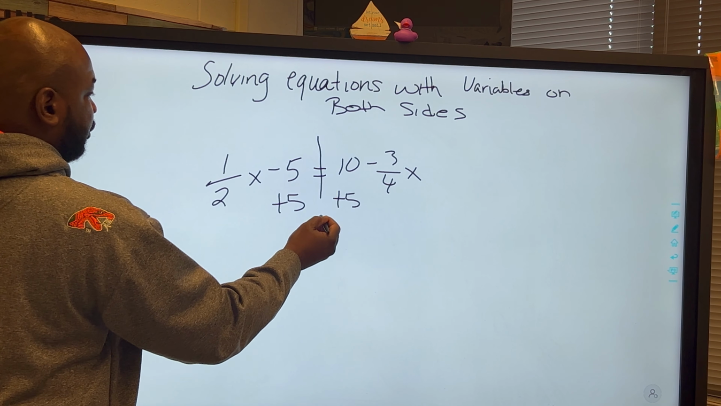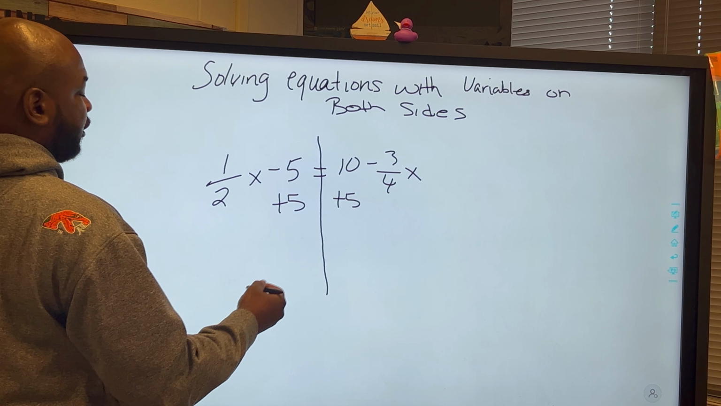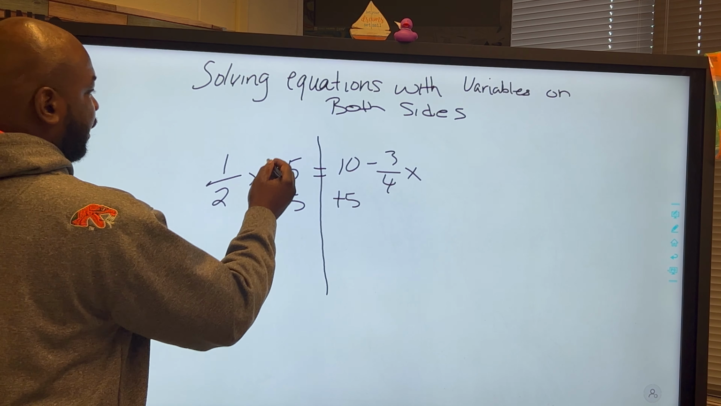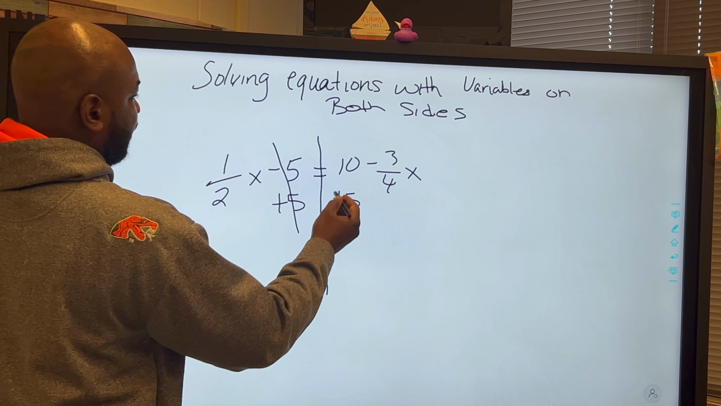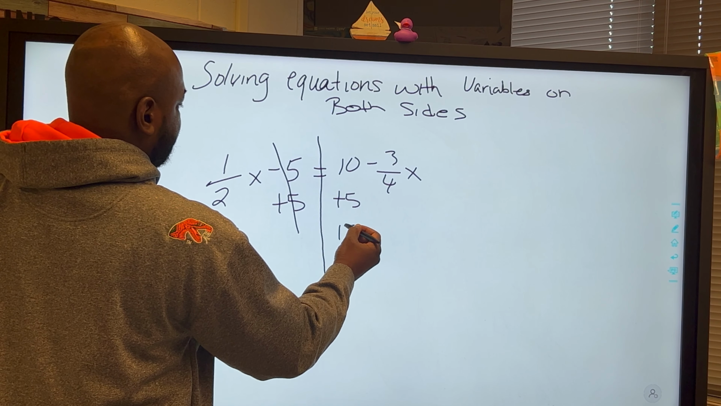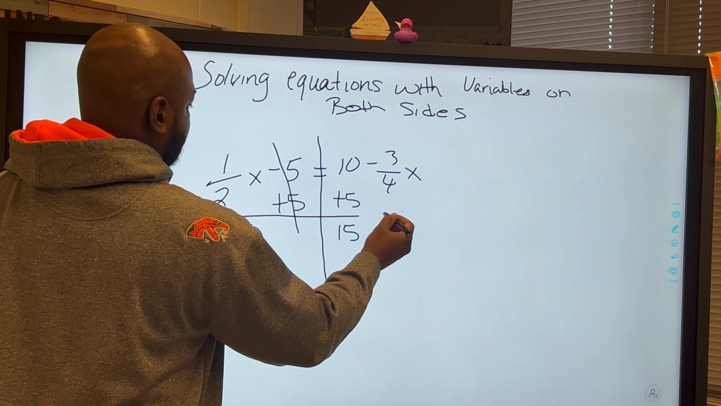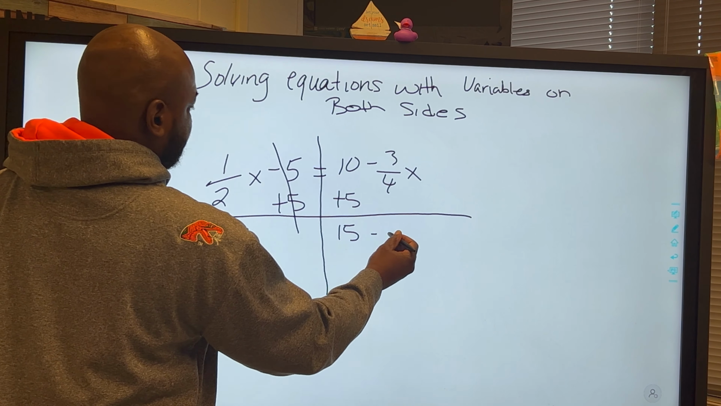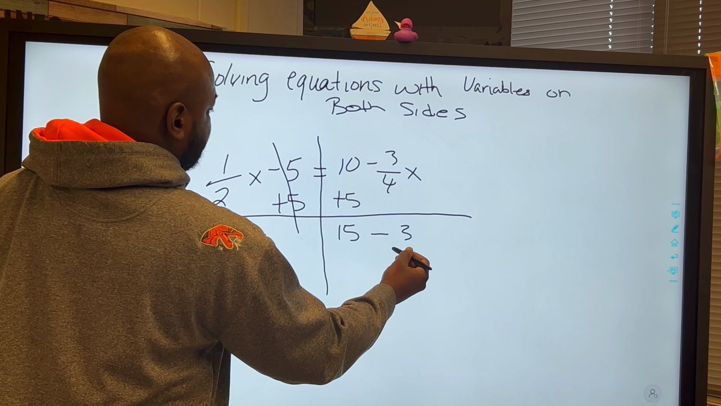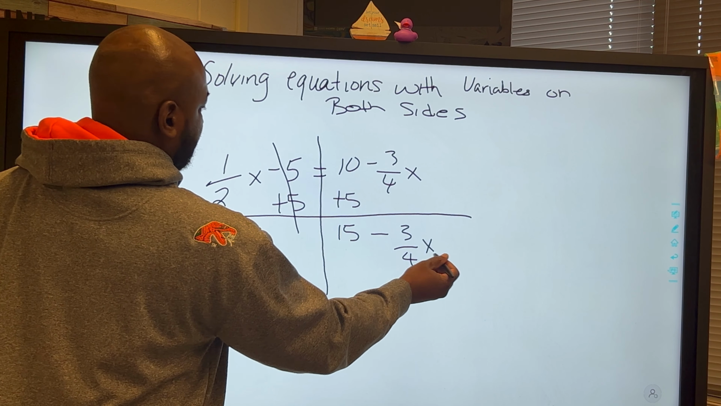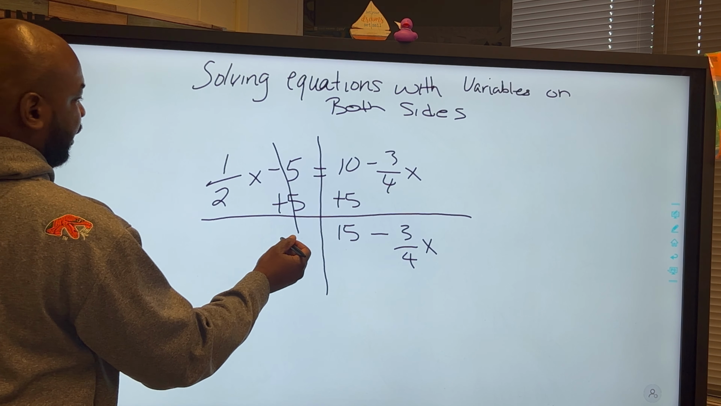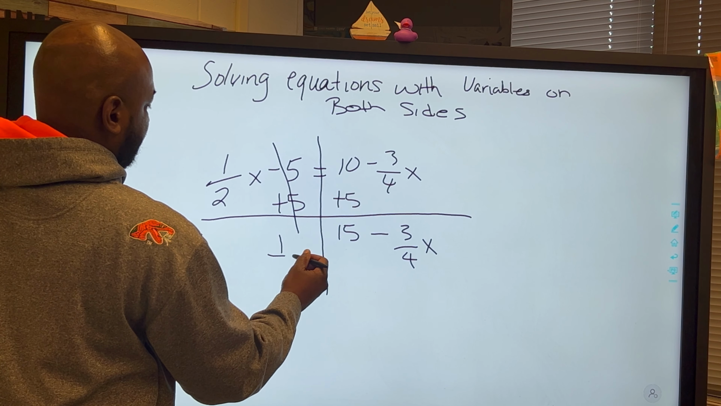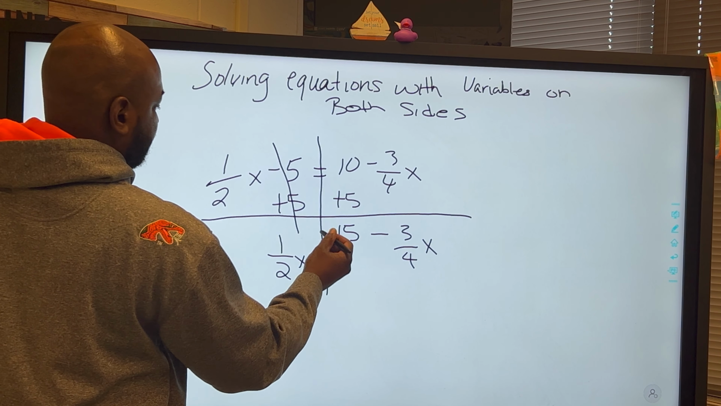I'm going to draw this so you can see it's basically two separate equations. We're going to cancel out. 10 plus 5 is 15. Okay, so bring down my subtract 3/4 x. Bring down my 1/2 x. This is also positive.